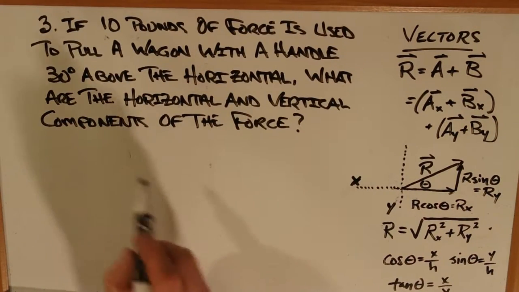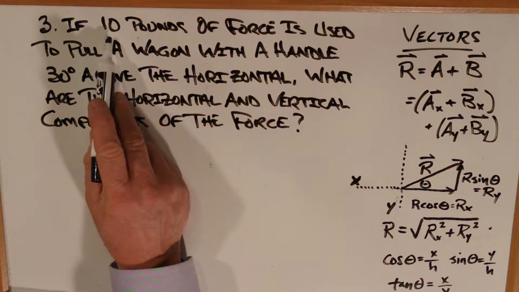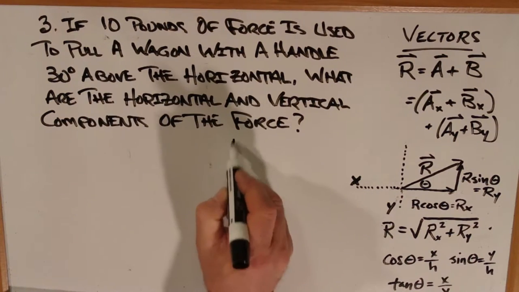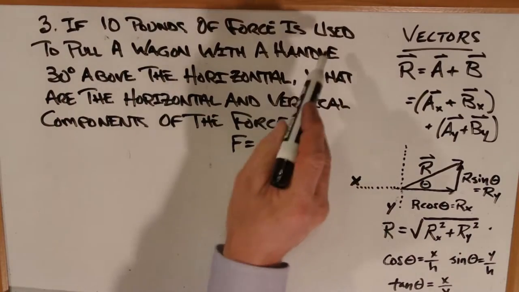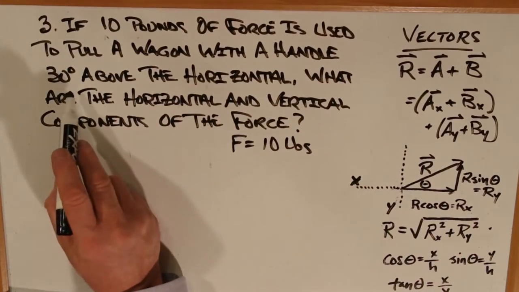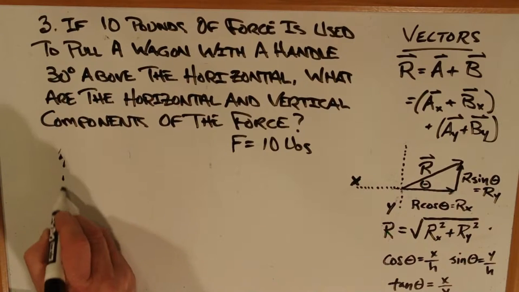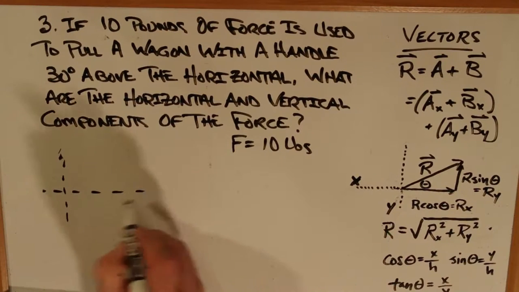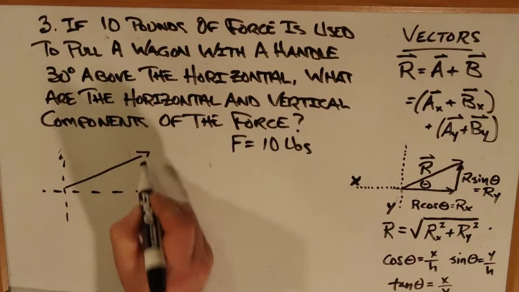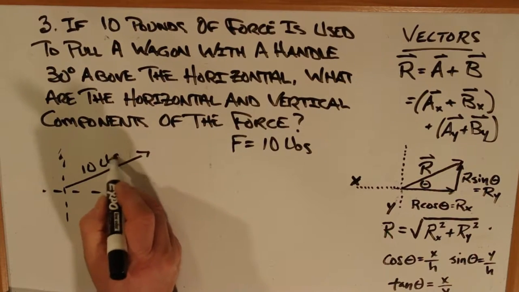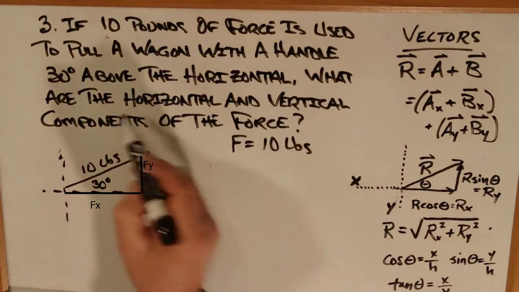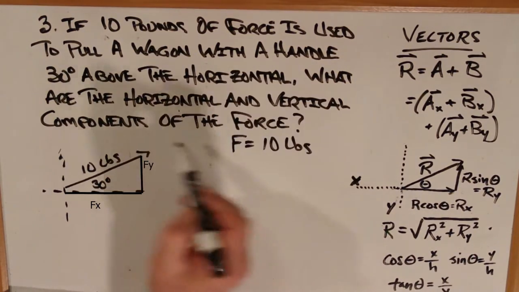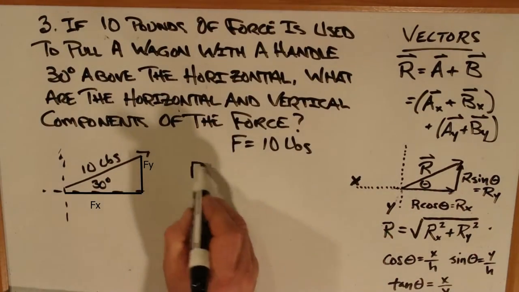Our third problem: if 10 pounds of force is used to pull a wagon with a handle that is 30 degrees above the horizontal, the question is, what are the horizontal and vertical components of the force? In other words, break the vector down into x and y components. We're looking for f of x and f of y there.